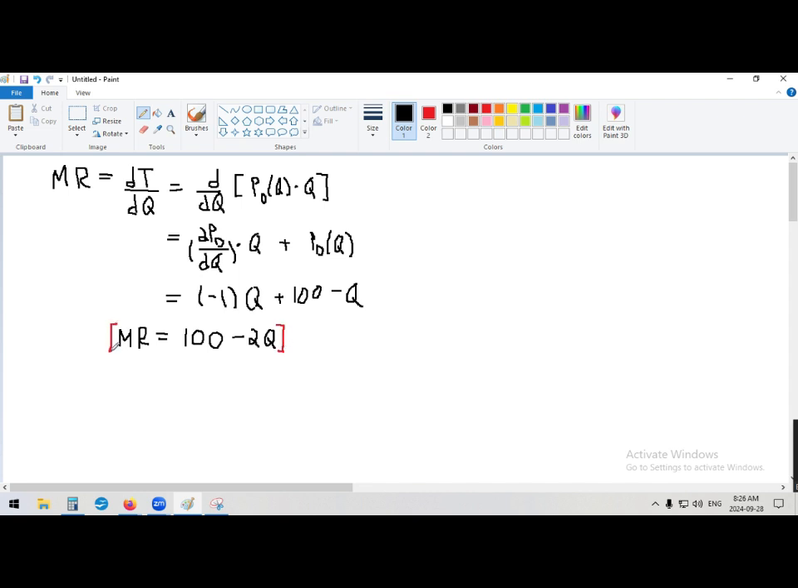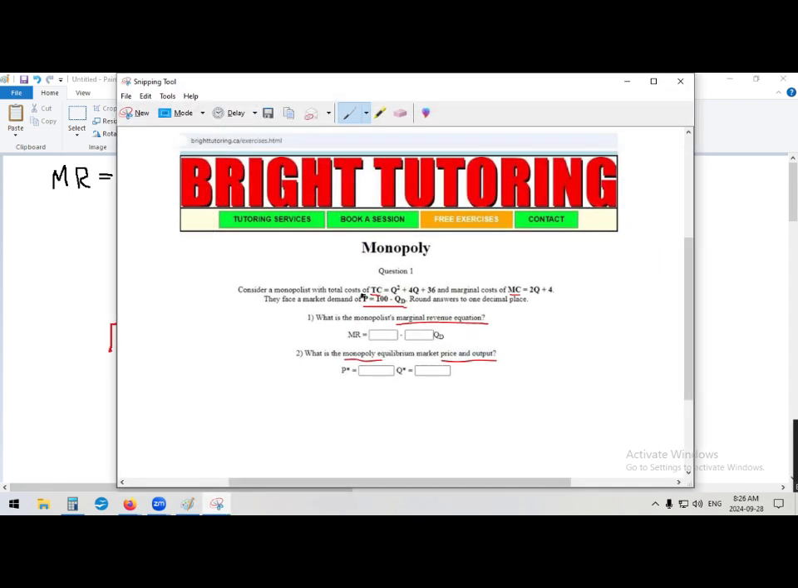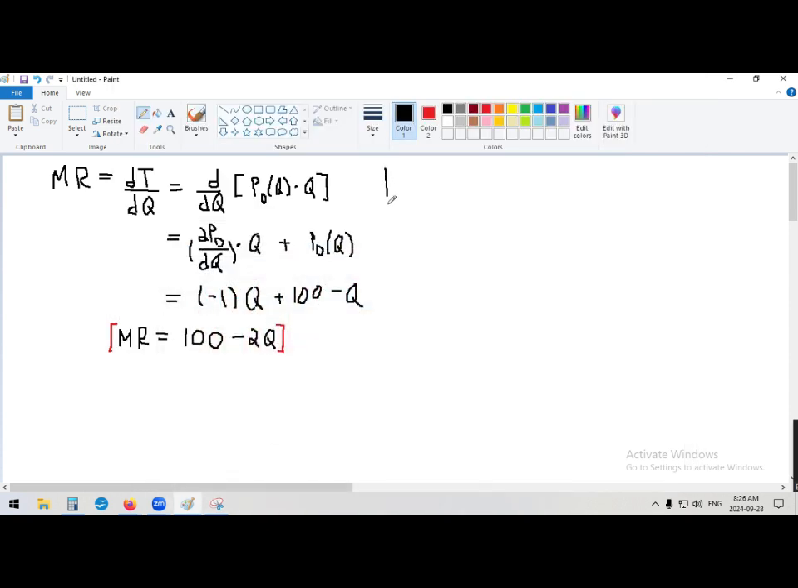So you can see that's pretty much the same, or almost very similar, to the demand curve. You just have a 2 in front of the quantity. So that always happens when you have a linear demand curve. It's just twice the slope of the demand curve. So now we have the marginal revenue figured out.